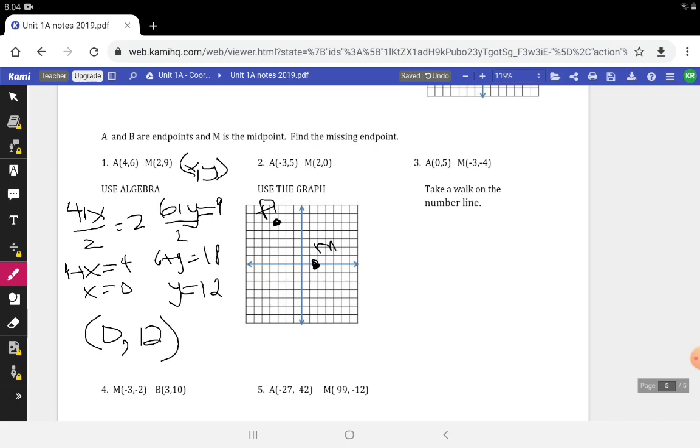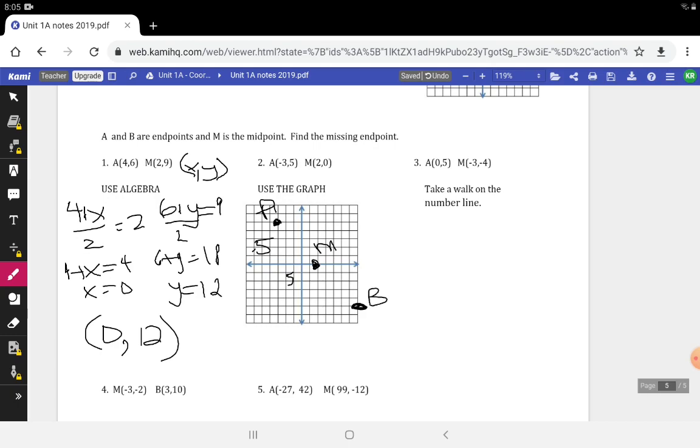And then you count the rise over the run the way we did before. So we're going to go down 1, 2, 3, 4, 5 to get to the M value. And then we'll go over 1, 2, 3, 4, 5. So we went down 5 and right 5, so we're going to go down 5 and right 5 again. And there is our B point.